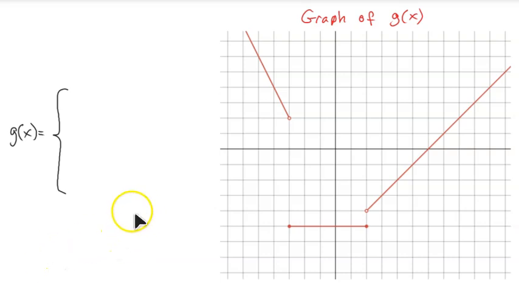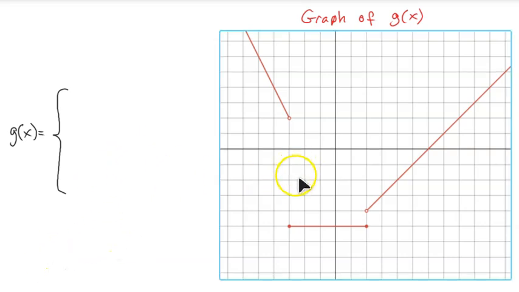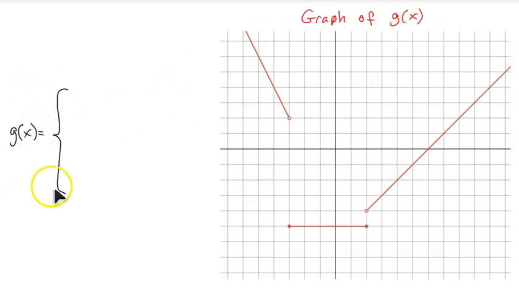Okay, here's another piecewise function graph. This one only has 3 pieces, and we're going to try and identify the graph or the analytical function for this piecewise. So this is the graph of g of x. So we're going to identify g of x. There are 3 pieces, and therefore we're going to put one piece here, one piece here, and one piece here.